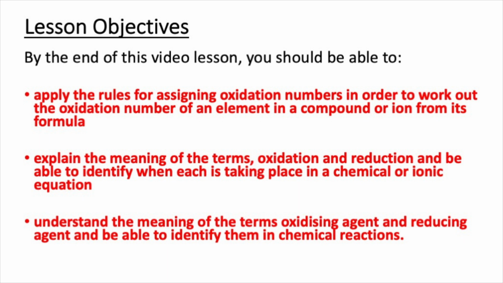By the end of this video lesson, you should be able to apply the rules for assigning oxidation numbers in order to work out the oxidation number of an element in a compound or ion from its formula. You should also be able to explain the meaning of the terms oxidation and reduction and be able to identify when each is taking place in a chemical or ionic equation. And finally, you should be able to understand the meaning of the terms oxidizing agent and reducing agent and be able to identify them in chemical reactions.